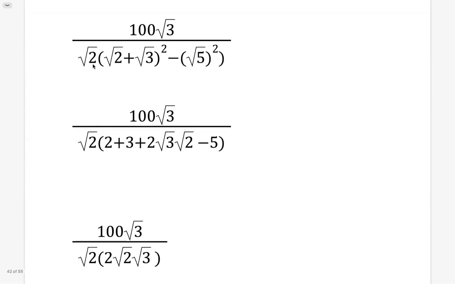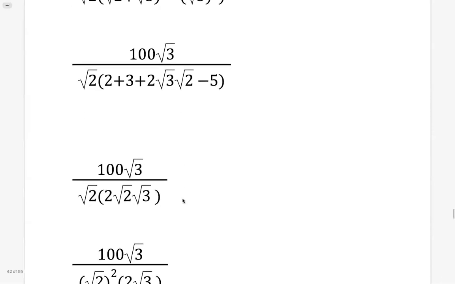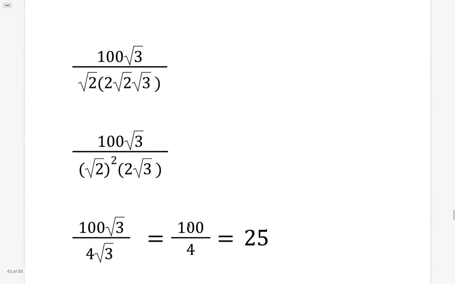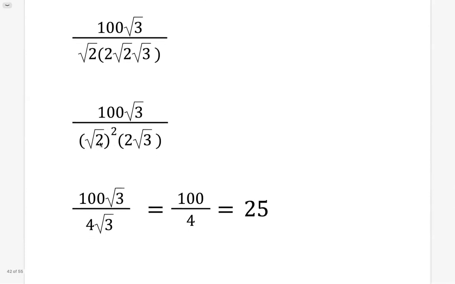Then perfect squares. So get the first one squared, radical 2 squared is 2. Radical 3 squared is 3. 2 plus 3 is 5. 5 minus radical 5 squared is 5. 5 minus 5 becomes 0. So we have radical 2 times 2 times radical 3 times radical 2. But radical 2 times radical 2 is 2. So 2 times 2 is 4. Radical 2 squared, radical 2 times radical 2, which is 2. 2 times 2 is 4. 4 radical 3. Radical 3 divided by radical 3 is 1. 100 divided by 4, which is 25.